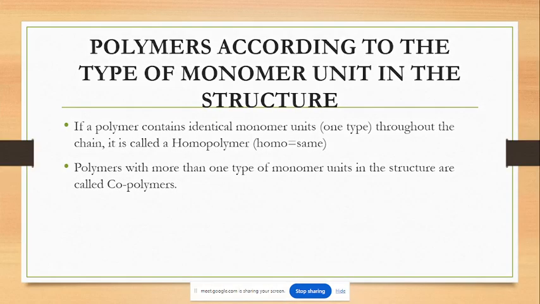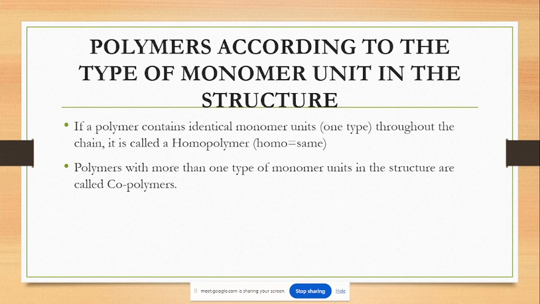Okay. So now polymers may also be called according to the type of the monomer units that are there in the structure. Now, if a polymer contains identical monomer units, that is one type throughout the whole chain, then that polymer is called a homopolymer. Homo means the same or identical monomer units present. On the other hand, if polymers are made with more than one type of monomer unit in the structure, such polymers are called copolymers.